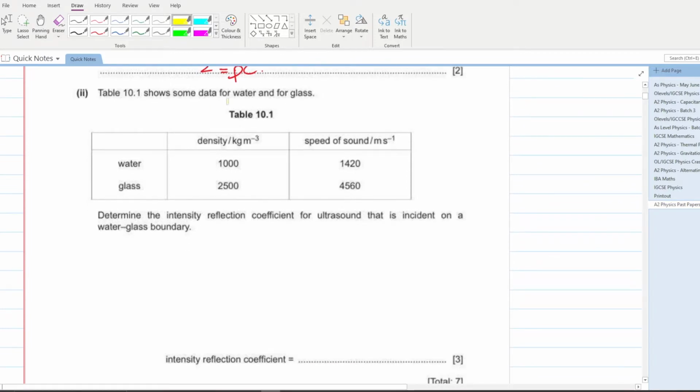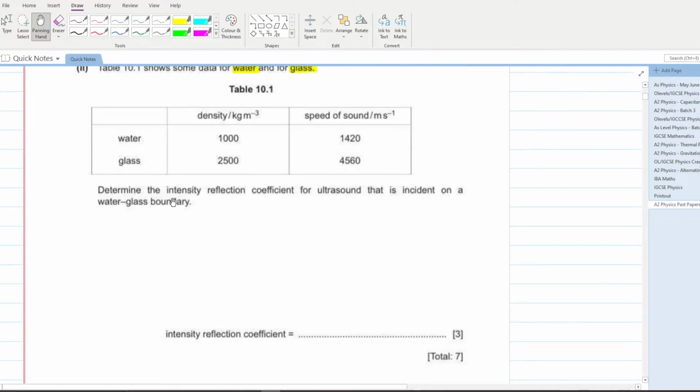Table 10.1 shows some data for water and for glass. Determine the intensity reflection coefficient. We have to determine alpha for ultrasound that is incident on the water glass boundary. So first of all, tell me what is alpha equal to. Alpha is equal to Z2 minus Z1 whole square divided by Z2 plus Z1 whole square. How will I calculate Z2 and Z1?